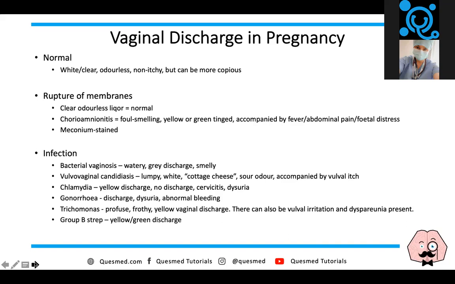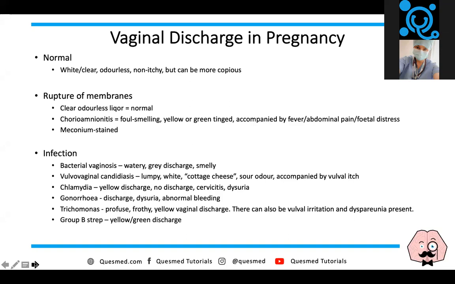Common things are things like bacterial vaginosis, BV, which typically causes a grey or white watery discharge with a characteristic fishy odour. Candida, that's very common in pregnancy, and that causes a typical lumpy white cottage cheese-like discharge, which may have no odour or may have a sour odour, and it may include a vulval itch.